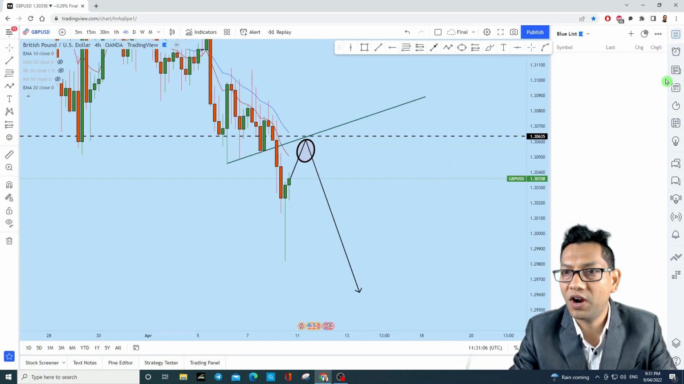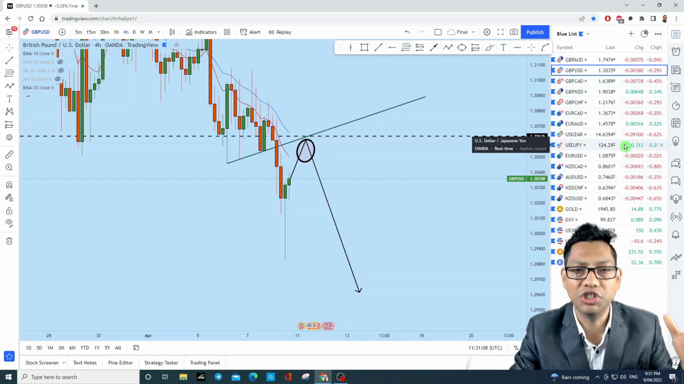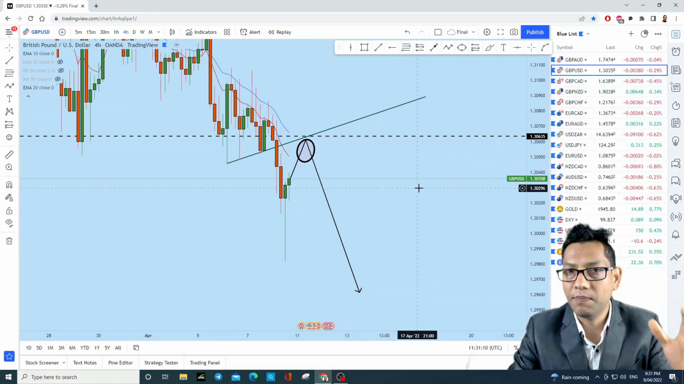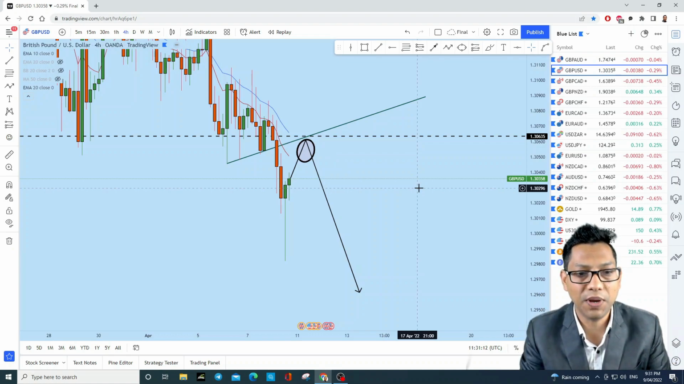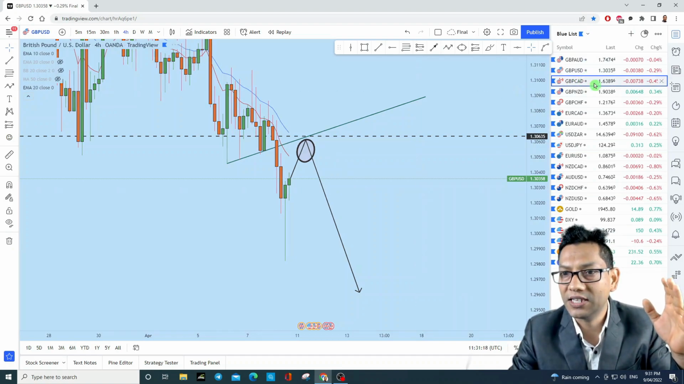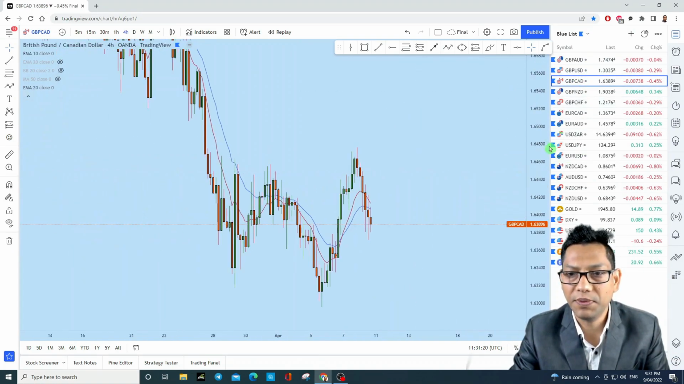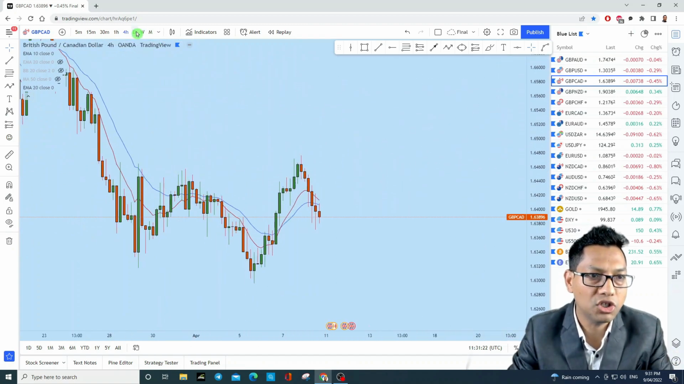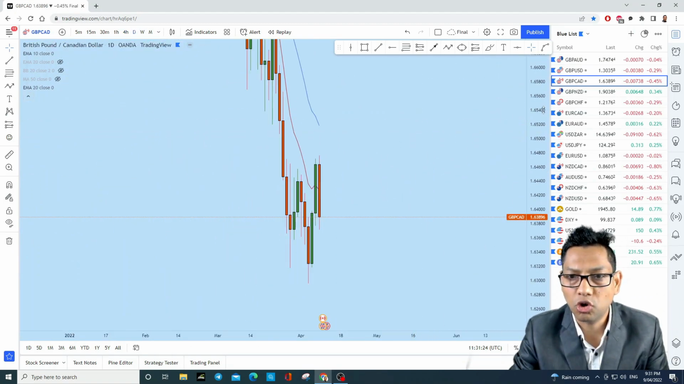Let's proceed further to other GBP pairs. Now keep in mind that GBPUSD is bearish, and I think that all the GBP pairs look bearish. So let's see GBPCAD. Now GBPCAD looks the most bearish to me. CAD is getting stronger and stronger.